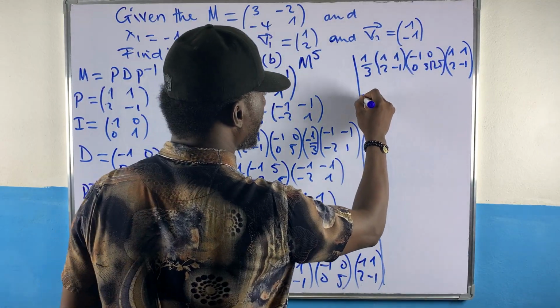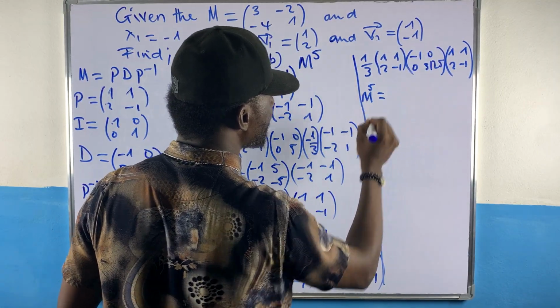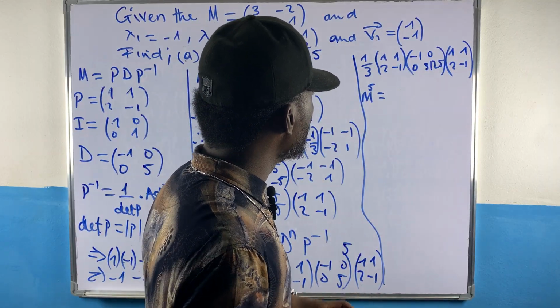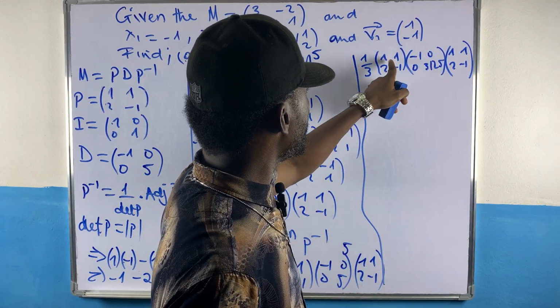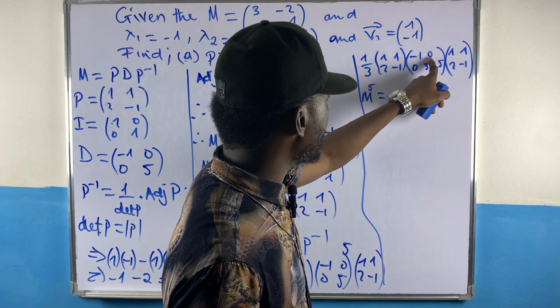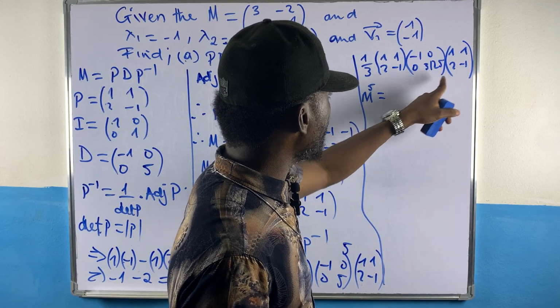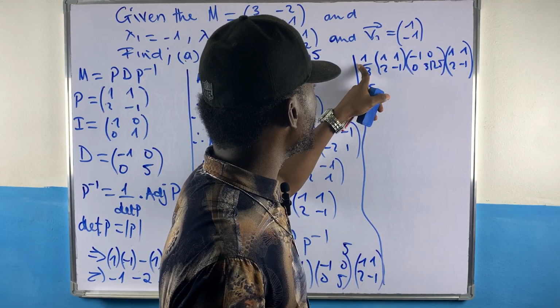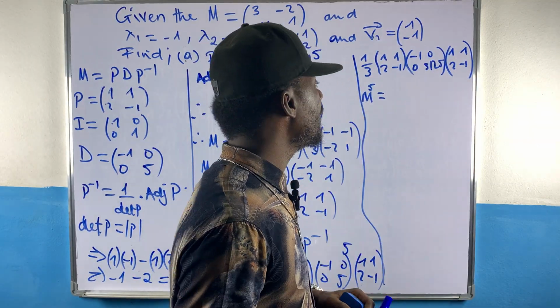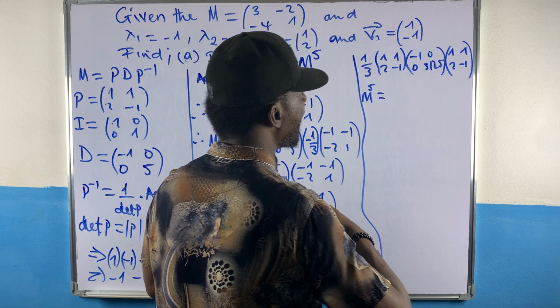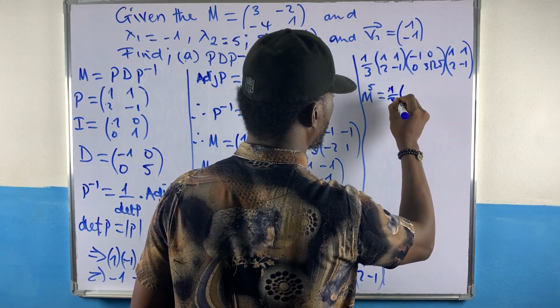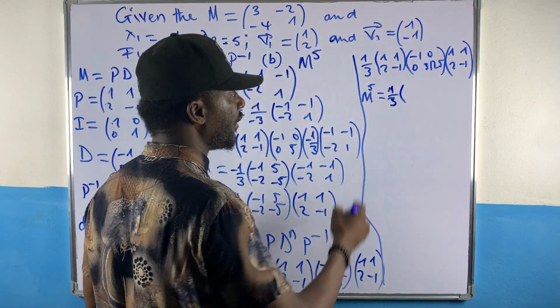So it means our matrix M to the power 5 is actually equal to multiplying this matrix out. You can begin by taking this matrix, multiplying by this. The result that you have, you use it to multiply by this. The result that you have, you multiply everything by 1/3, all the entries by 1/3. So that is how you obtain your matrix M raised to the power 5.